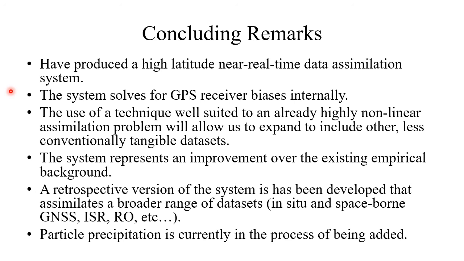We use a technique that's very well suited to highly nonlinear systems, which will allow us to, in the future, scale this to incorporate other data sets that also provide nonlinear constraints to the electron density of the ionosphere. The system represents an improvement over the empirical background model, eSHAME, and a retrospective version of this model has been developed that will also incorporate substantially more data. Finally, particle precipitation is currently in the process of being added.